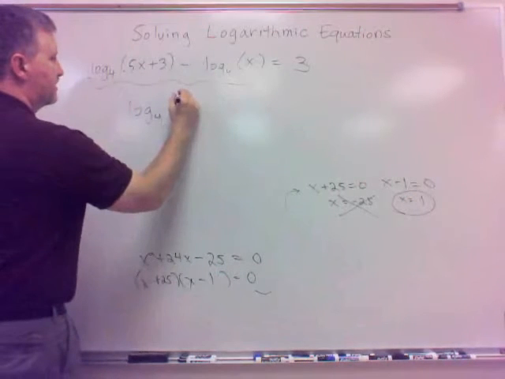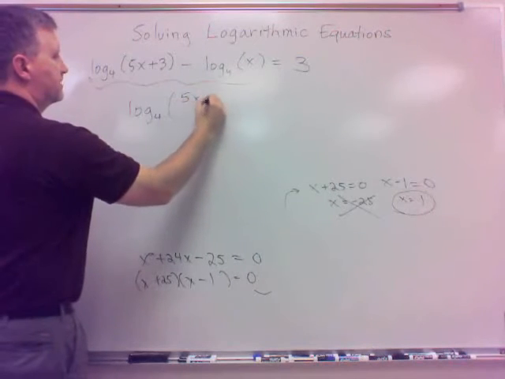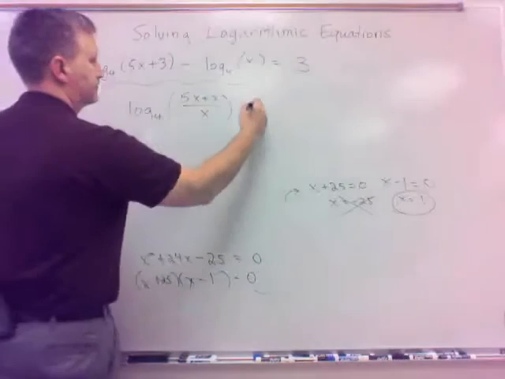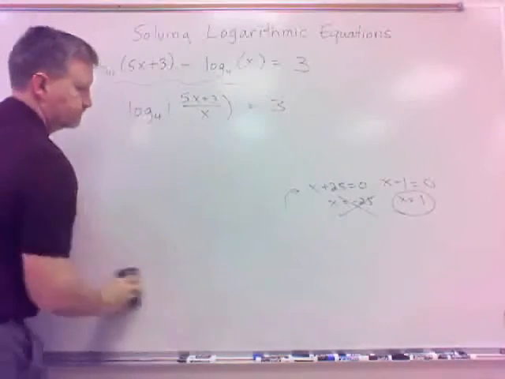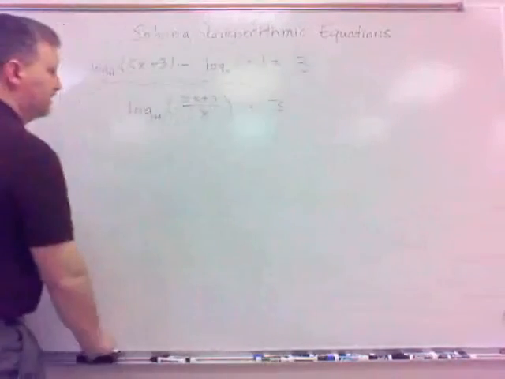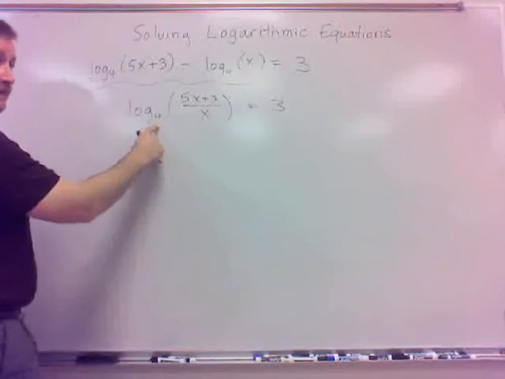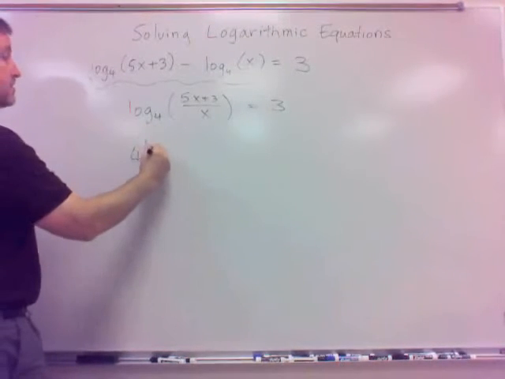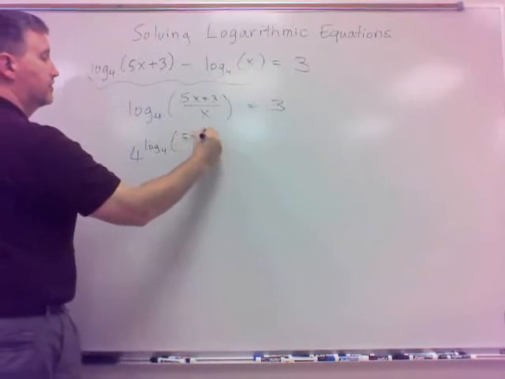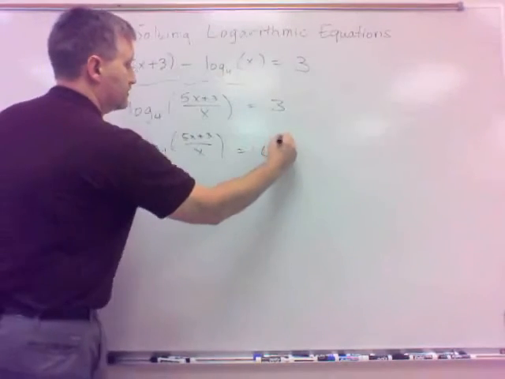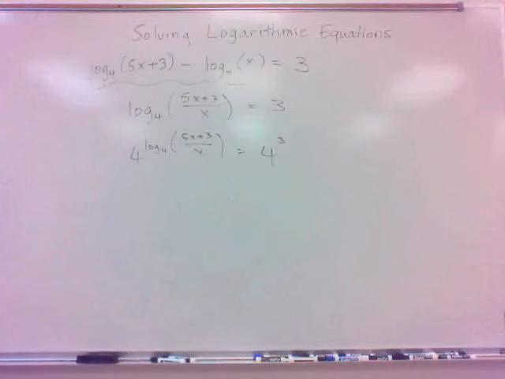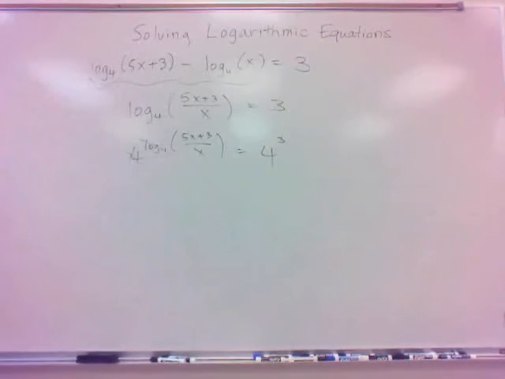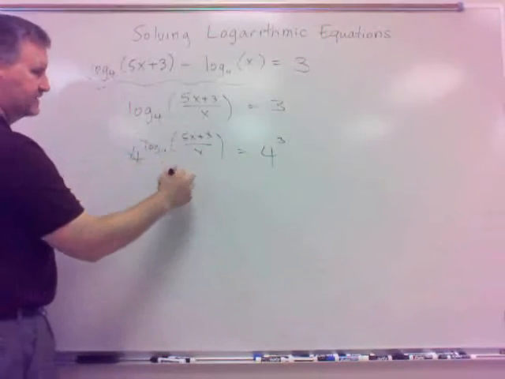So I need to divide the insides here, so it'll be log base 4 of 5x plus 3 divided by x. This one divided by that one. That equals 3. All right, so it's, okay. Here it's log base 4, so exponentiate to base 4. So 4 to the log base 4 of 5x plus 3 over x equals 4 to the third. 4 and the log base 4 then nicely cancel out, and leaves me only 5x plus 3 over x.